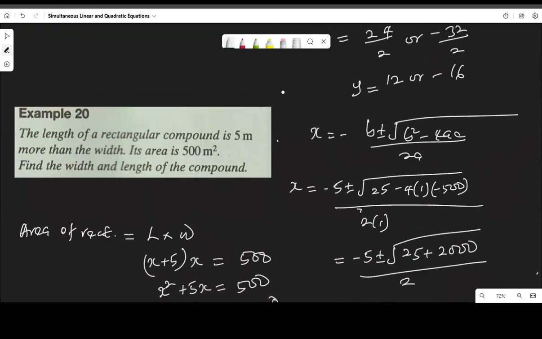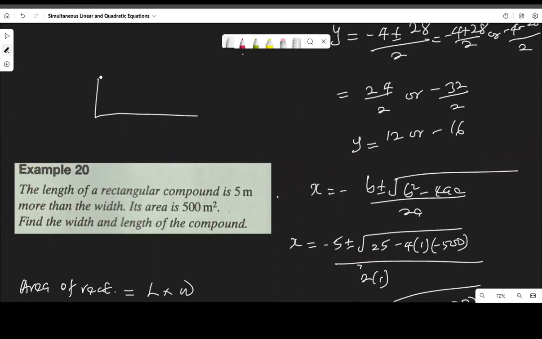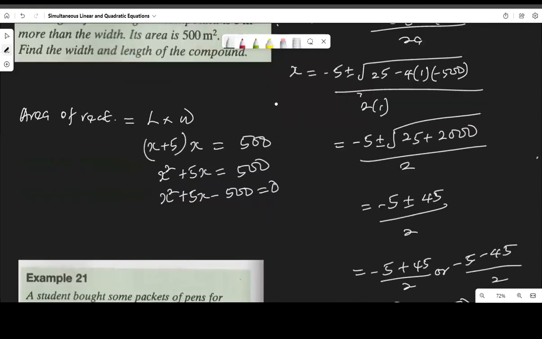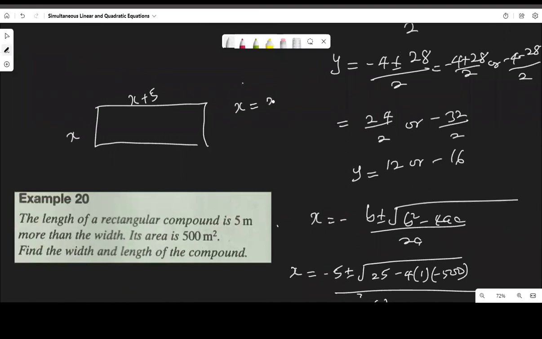Recall that my rectangle was like this. I said the length is 5 meters more than the width. So if the width is x, the length will be x plus 5. Since it is the length of a place, it's only the positive value of x, which is 20, that we are going to consider. Meaning, if x is 20, the width w is 20, the length l, which is x plus 5, will be 20 plus 5, which is 25.